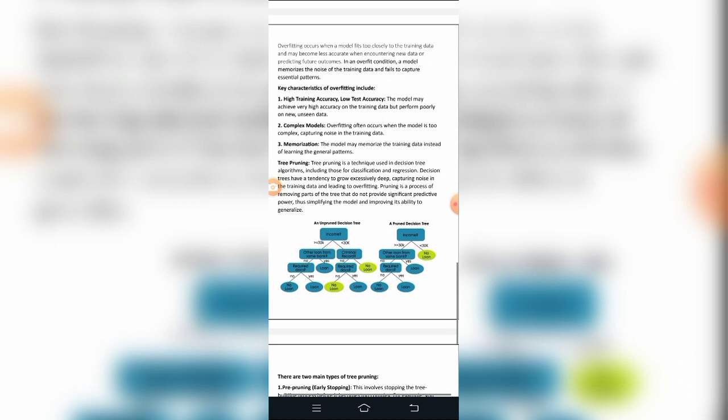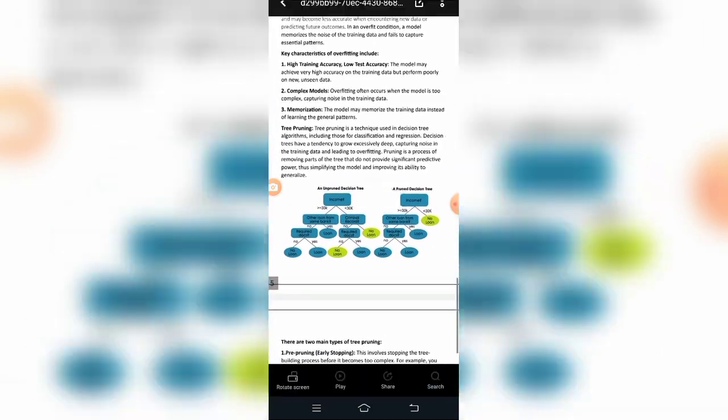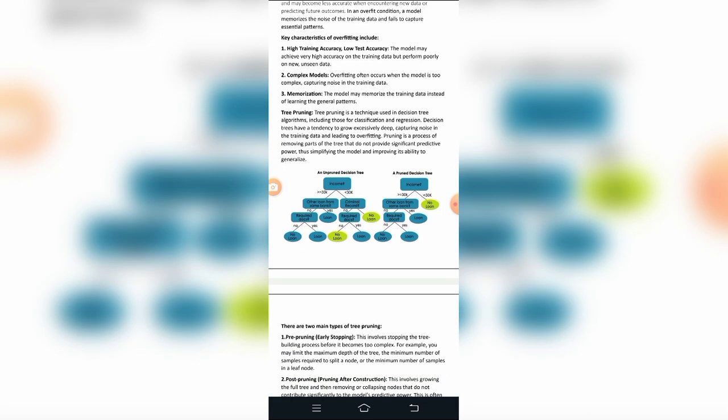Overfitting occurs when a model fits too closely to training data and may become less accurate when encountering new data or predicting future outcomes. In an overfit condition, a model memorizes the noise of the training data and fails to capture essential patterns. Key characteristics of overfitting include: first one is high training accuracy, low test accuracy. The model may achieve very high accuracy on the training data but perform poorly on new, unseen data.